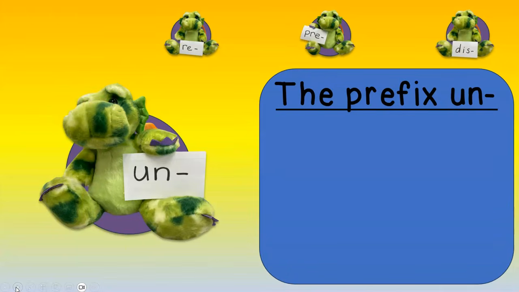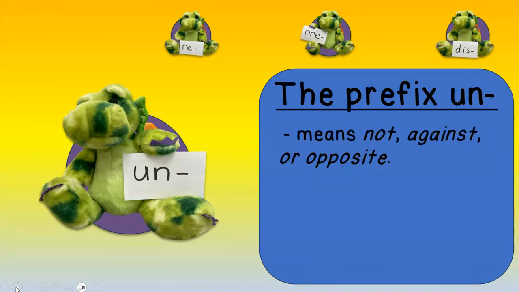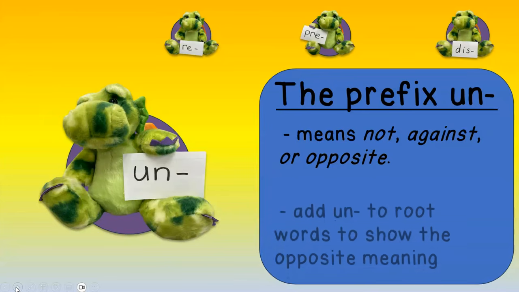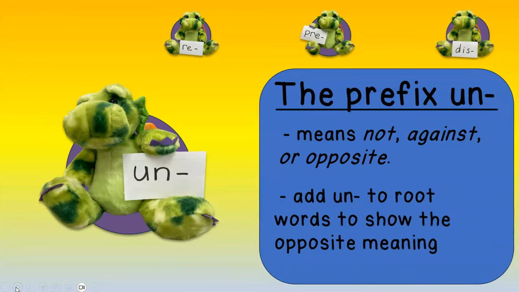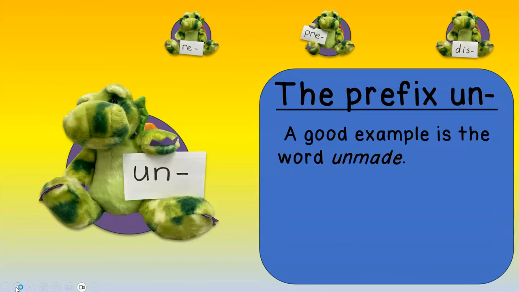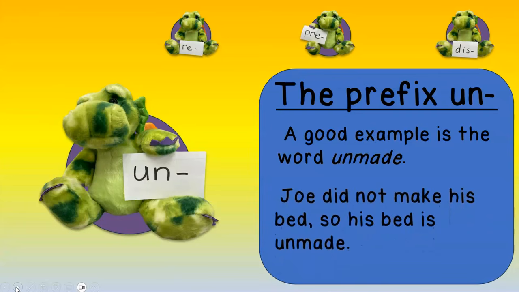Well, the first prefix is un, and the prefix un means not, against, or opposite. And we can add un to the beginning of some root words to show the opposite meaning of that word. A good example of using the prefix un is the word unmade. And here it is being used in a sentence. Joe did not make his bed, so his bed is unmade. Meaning, his bed is not made. It's the opposite of made, not made.